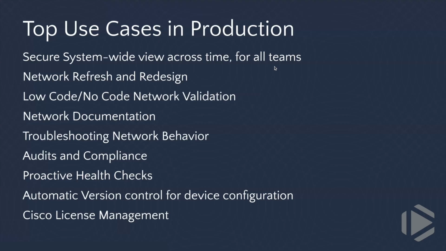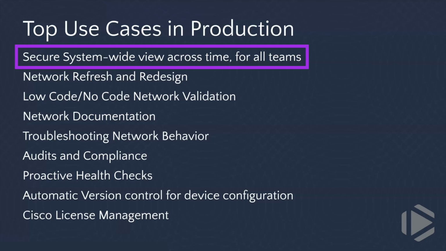Got it. So the primary use cases that I see, and the first one, is secure system-wide view across time for all teams. What this basically means is that because we offer RBAC in the enterprise, whether you're using the CLI, the REST API, or the GUI, we allow people to have access to information, not devices. One of the most common problems I hear from people over and over again is that the senior engineers are clobbered because they are busy setting up user privilege levels all the time, because they have junior engineers coming in wanting some information and they're terrified they're going to screw up the box.